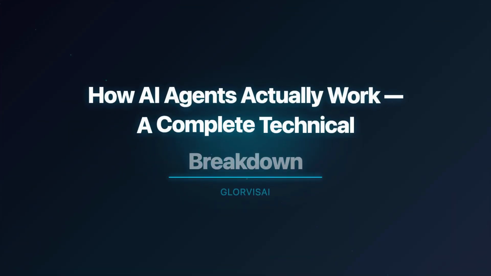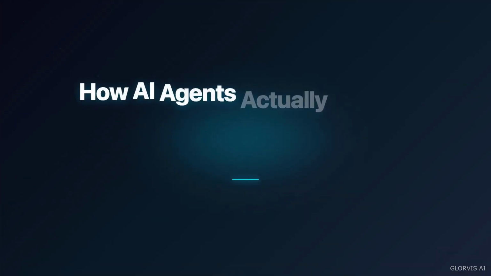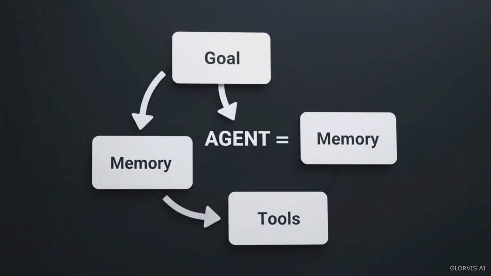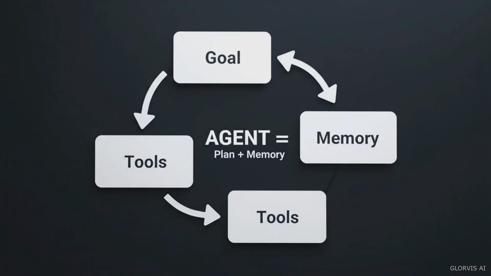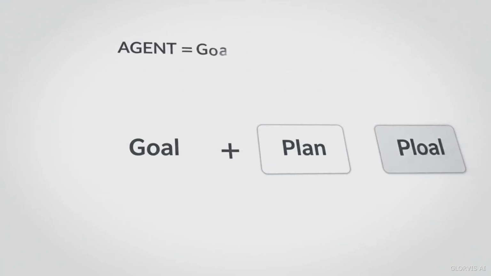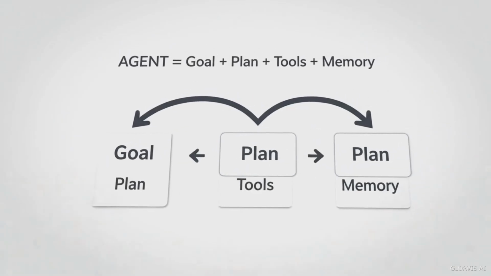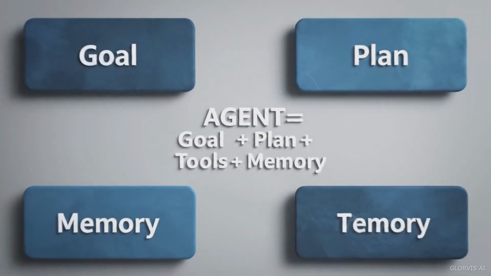By the end of this video, you'll understand the 4 pieces every working AI agent needs and why most agents people are building right now will quietly fail in production within 30 days. I learned this the hard way running 14 agents across my businesses.